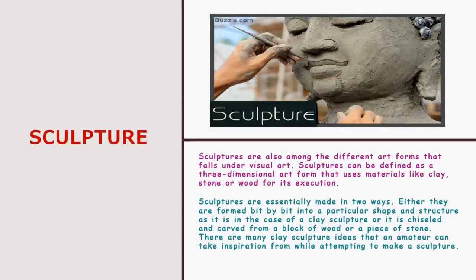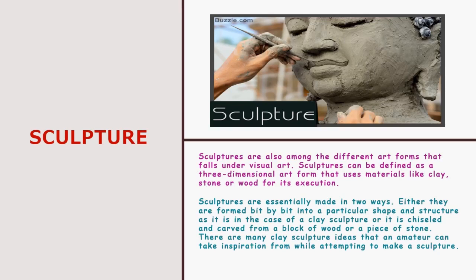Okay, so the next form of art, which is a beautiful form, is sculpture, that is statue making. So many of you told me this when I was brainstorming, asking you the different forms of communication. How will you communicate? Some of you said sculpture. Definitely, sculpture is an art form actually. So it falls under visual art, because when you make something, definitely it's a visual treat to others. So sculptures are also among the different art forms that fall under visual art.